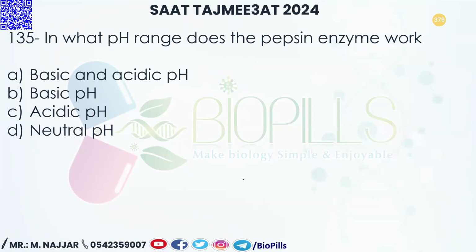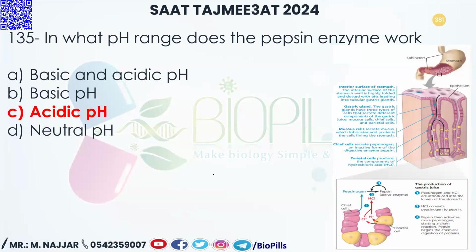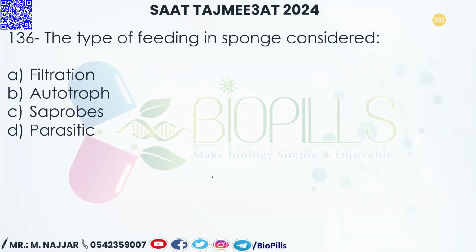In what pH range does the pepsin enzyme work? Pepsin works in... who can tell? Acidic, highly acidic, 2.5. Yes, highly acidic. The type of feeding in sponges is considered... The sponge feeds via which type? Filtration. Yeah, it's a filter feeder. That's true.